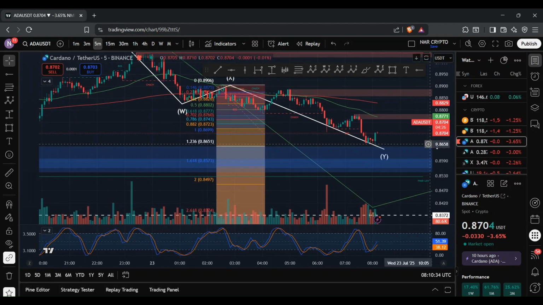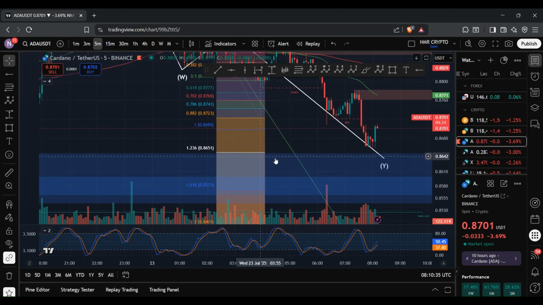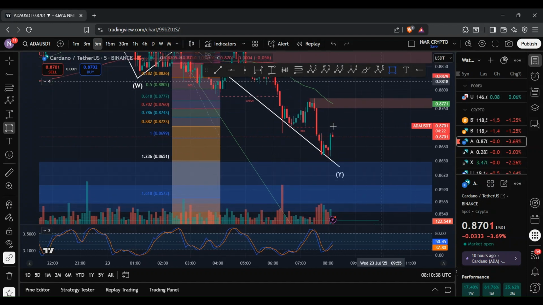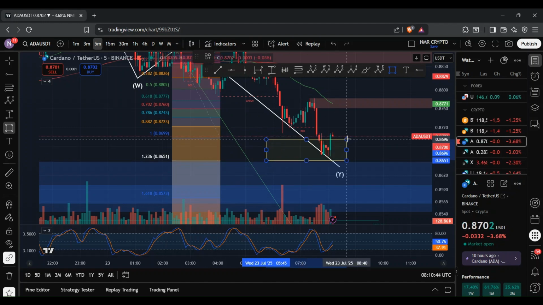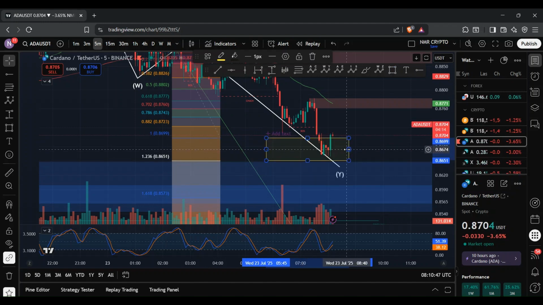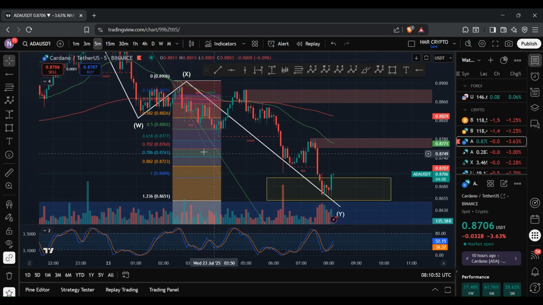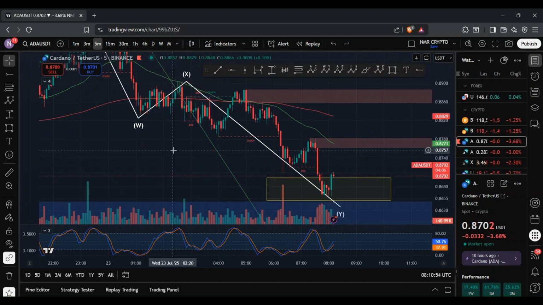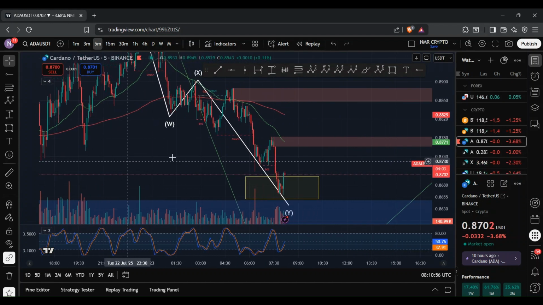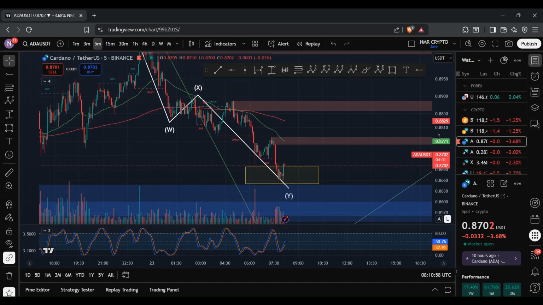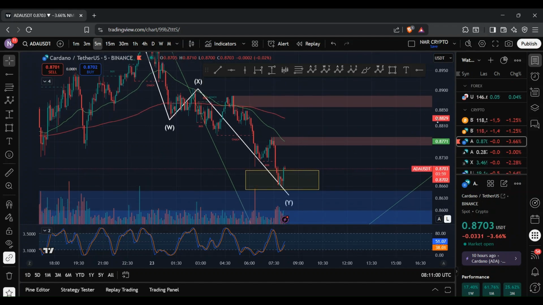And that Y wave would typically retrace between 1 to 1.226. So that region sits between 86.51 cents to 86.99 cents. So as you can see, we ended up tapping into that region, and then since then we've seen that bounce to the upside. And within this Y wave, it looks like what is forming is a 5-wave structure.